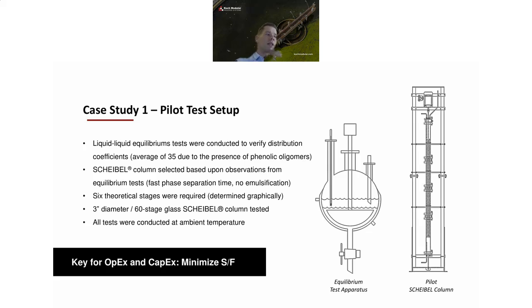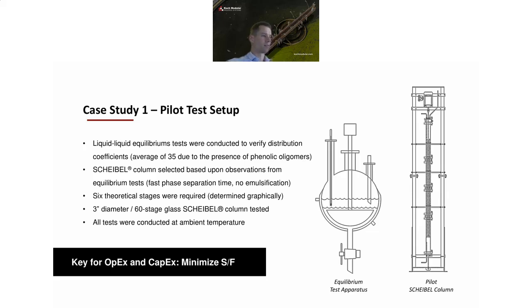A Scheibel column was used to test this process. When we ran those equilibrium tests, we saw fast phase separation time, no tendency to emulsify. So that was going to be the right fit for this application. In advance, we determined that 6 theoretical stages were required at a reasonable solvent to feed ratio. The Scheibel column itself had 60 stages, 3 inches in diameter, and all testing for this pilot test was conducted at ambient temperature.